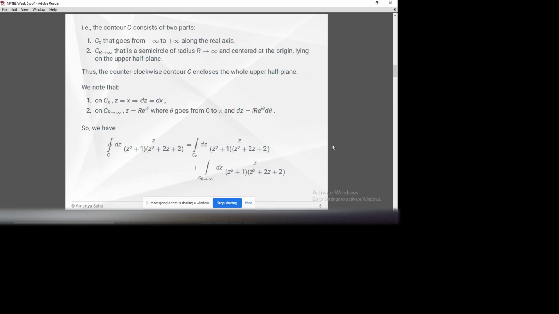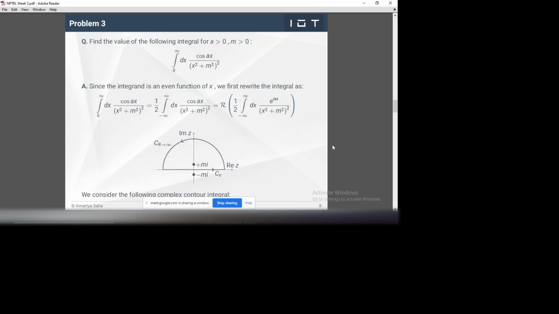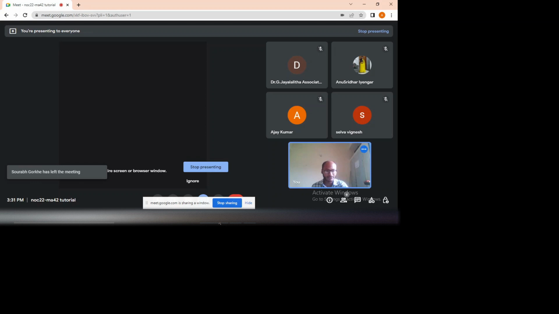Here I have written. So z equal to i and z equal to minus 1 plus i are the only two simple poles that contribute to this contour integral. So yeah, that is how we solve this problem. Okay, if you don't have questions, then I will move on to the next problem.